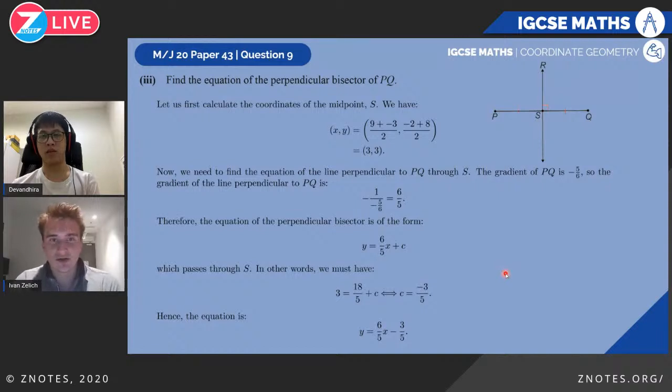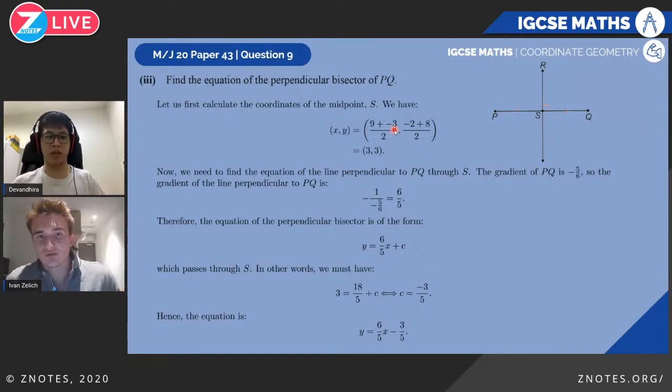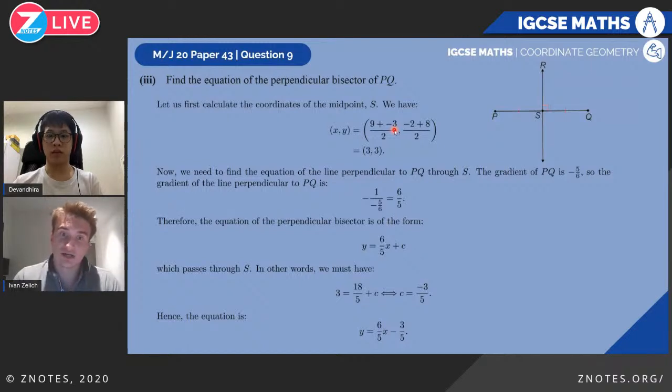So when we calculate the midpoint, the equation is the average of the two coordinates. You take the average of x1, x2, and y1, y2, and that gives you the midpoint. In this case, the average of the x's is 9 plus -3 over 2, which is 3, and -2 plus 8 over 2, which is also 3. That's good. So we've calculated the midpoint. It's (3, 3).